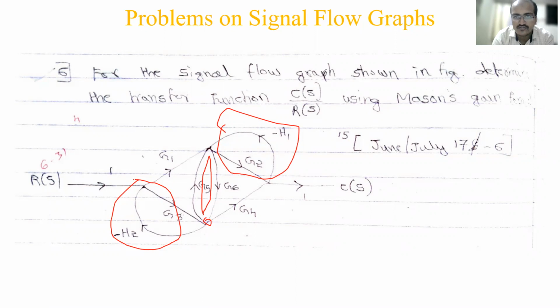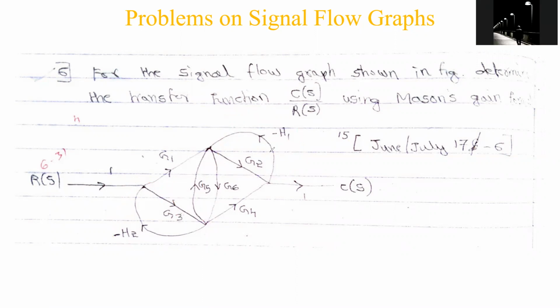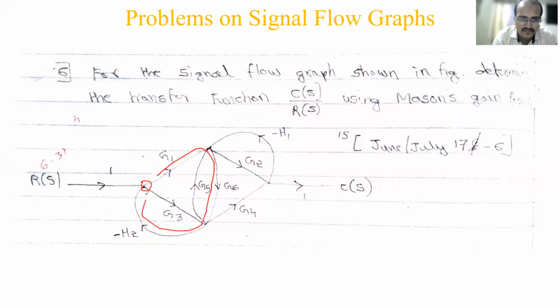Which are the other 2 loops? I told you 5 loops: minus H1, G6, G4, and minus H2, G5, G1. If I consider this node, it is G1, then G6, minus H2. This is one loop. And if you consider, I will change the color.